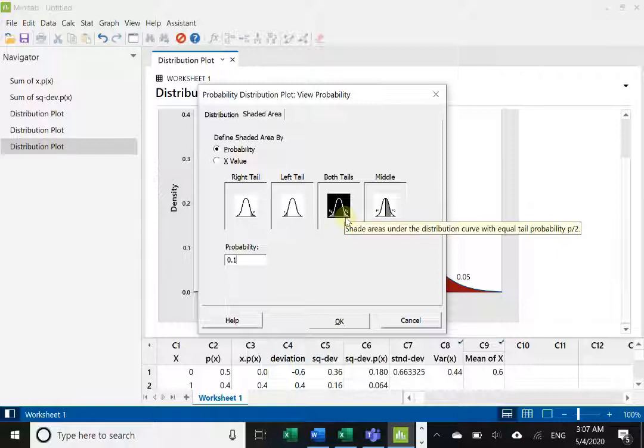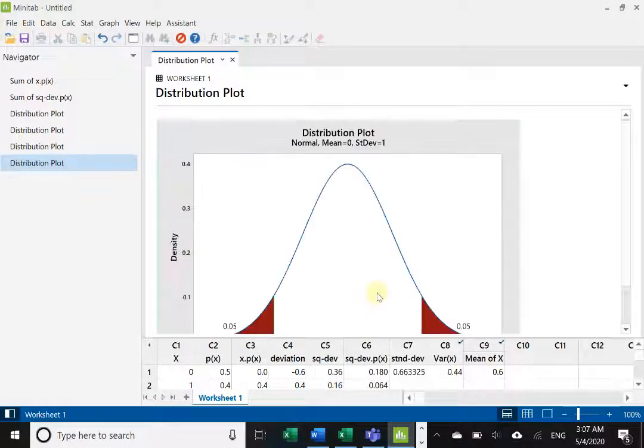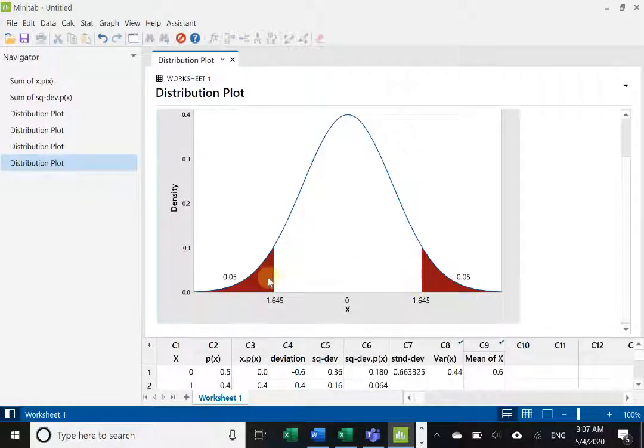You see that? I'm holding the mouse over that normal distribution, and it reads: shade areas under the distribution curve with equal tail probability p over 2. And there you go. See the symmetry of that distribution? 0.05 on the left, 0.05 on the right, 0 in the center, and these are symmetrical values.